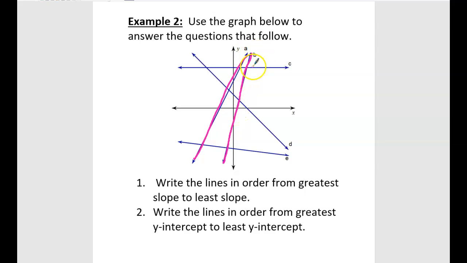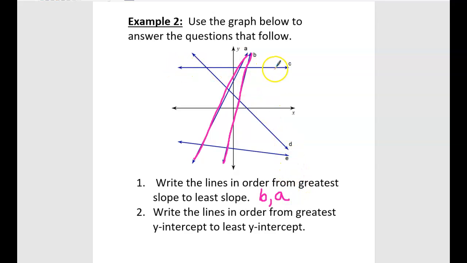Now here's my question. Which of these lines looks steeper to you? Well, B looks steeper than A, doesn't it? Imagine you're on skis and you're at the top here. Which one are you going to jet down faster? Well, B is steeper. So that means since B is a steeper slope in the positive direction, B would be the greatest slope up there. It's the biggest slope, the most positive. A would be the next biggest slope.